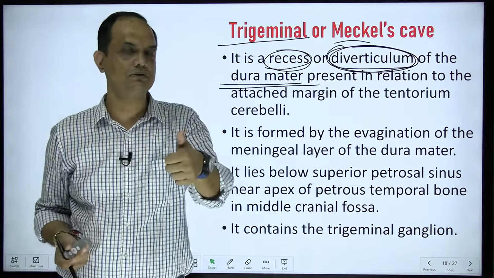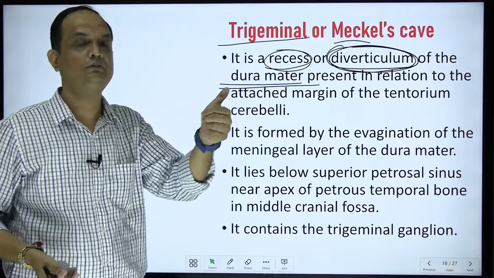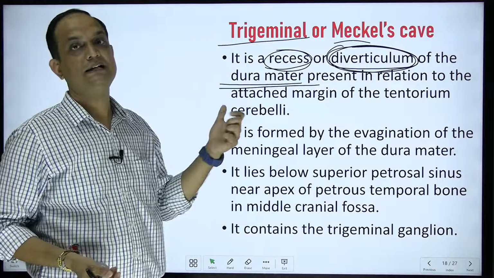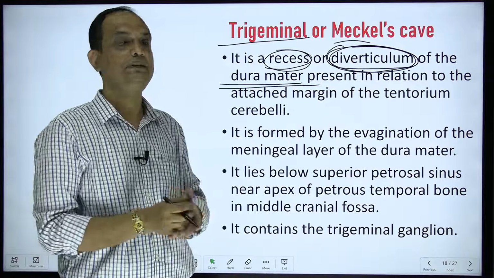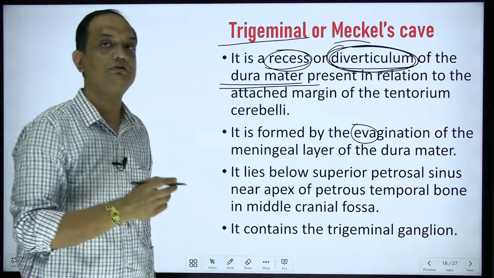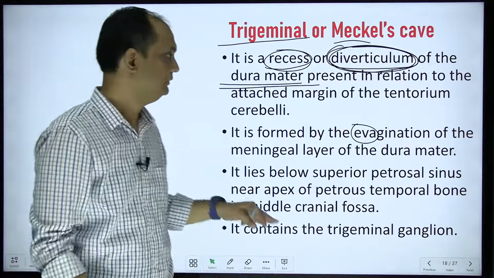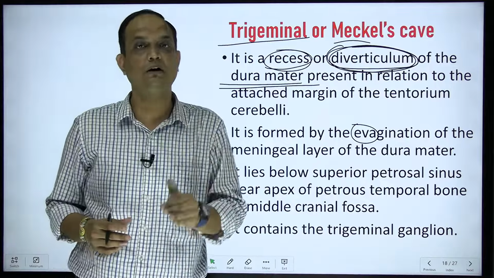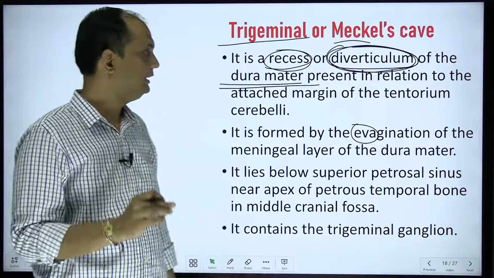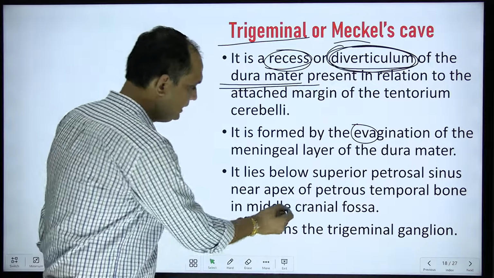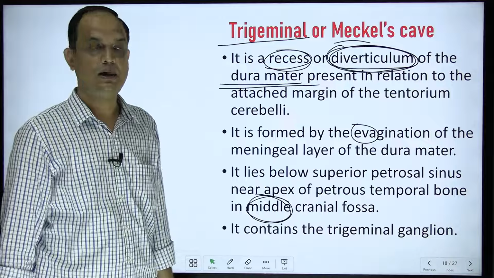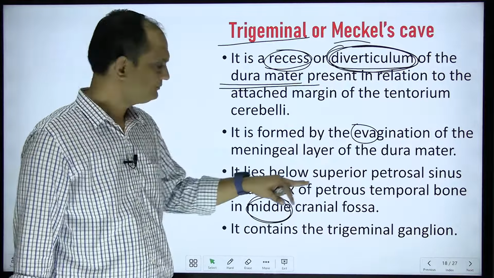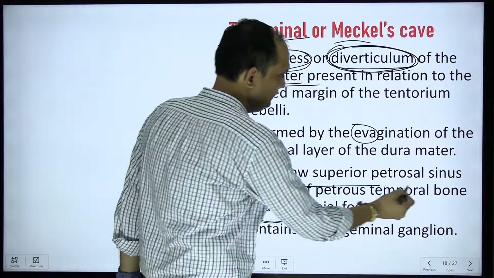So, pehla sawal, the first question, trigeminal cave is formed by which of the dural fold? Answer is tentorium cerebelli. Second, is it a diverticulum? That means, is it an evagination or invagination? So, it is an evagination. It is a diverticulum. Third thing is that this Meckel's diverticulum is present in which part of the cranial cavity? Answer is middle cranial fossa. It is present in the middle cranial fossa. So, Meckel's diverticulum is formed by evagination of the meningeal layer of the dura mater. It lies below the superior petrosal sinus.